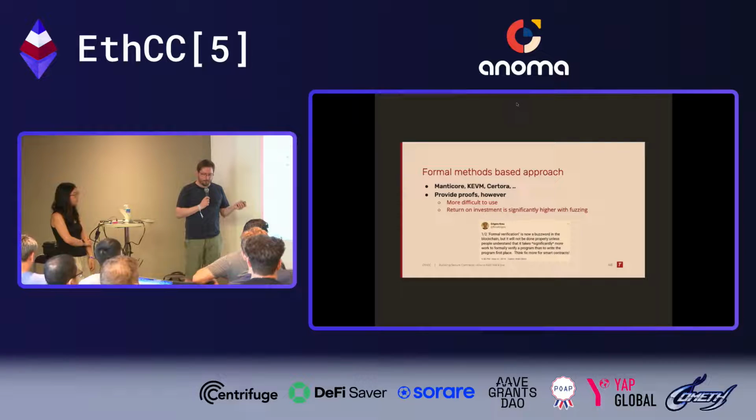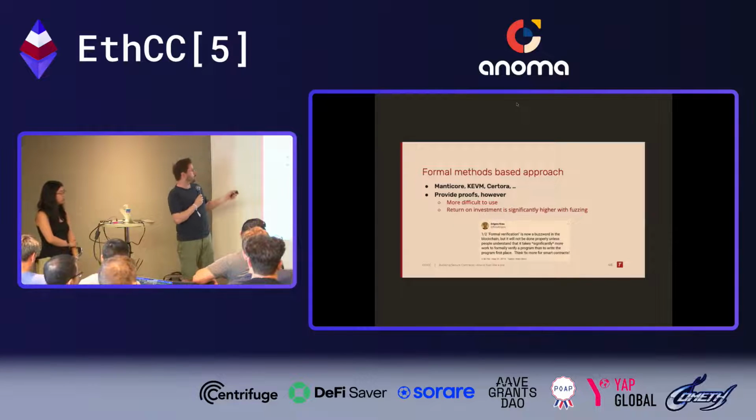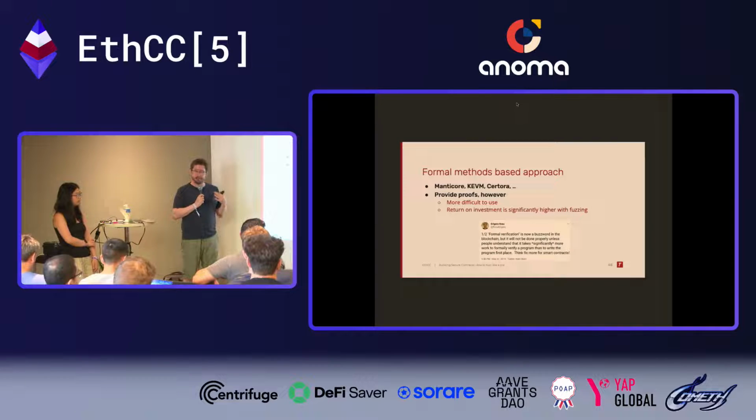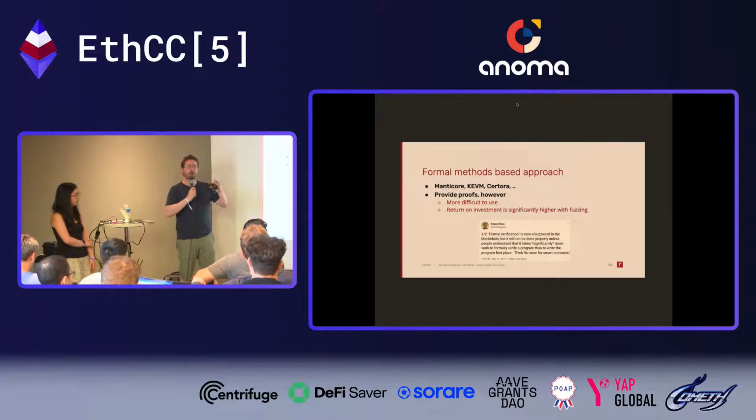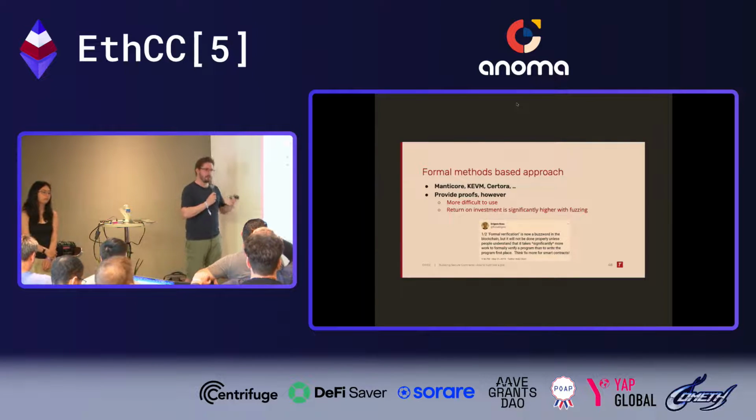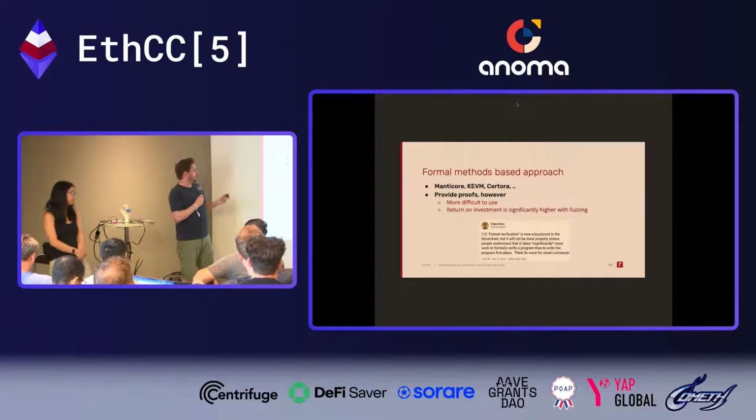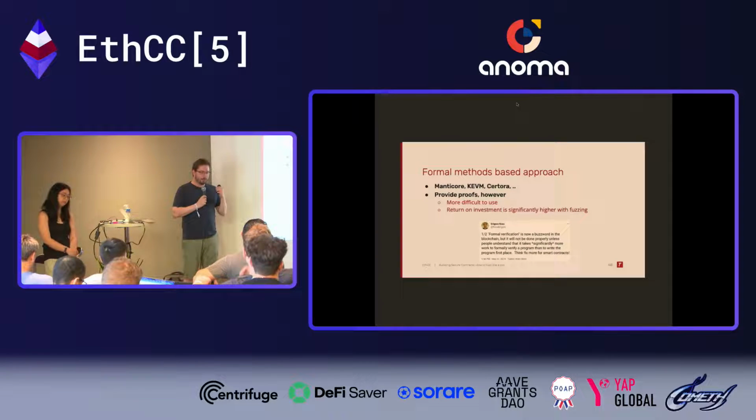The second category of techniques that use semi-automated analysis are formal method-based approaches. So you have Manticore, KEVM, etc. These techniques are going to be more or less the same idea: the user is going to define an invariant, the user is going to define the specification of the contract, and the tool is going to use formal methods to check if the invariant holds. This technique has one benefit over fuzzing: they can give you guarantees, they can give you proof that the bug is there or not.